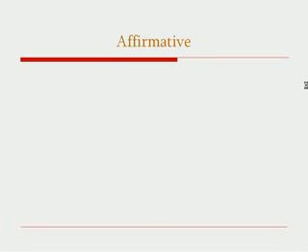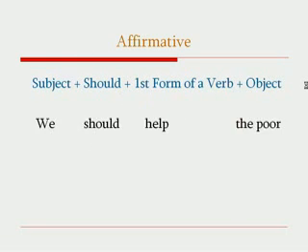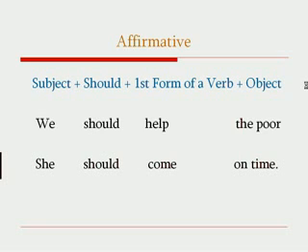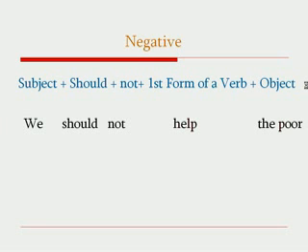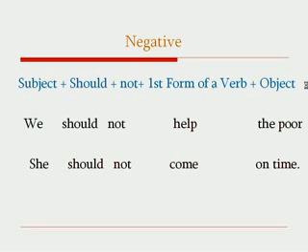Now we look at structures. Affirmative structure: subject plus should plus first form of a verb plus object. For example, we should help the poor, she should come on time. Negative structure: subject plus should plus not plus first form of a verb plus object, and we should not help the poor. I mean, it's not good advice. It's just a sentence, please do not mind. She should not come on time, it's not a good suggestion, I'm sorry for such kind of sentence.